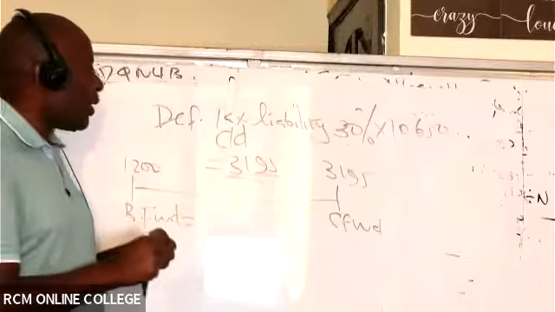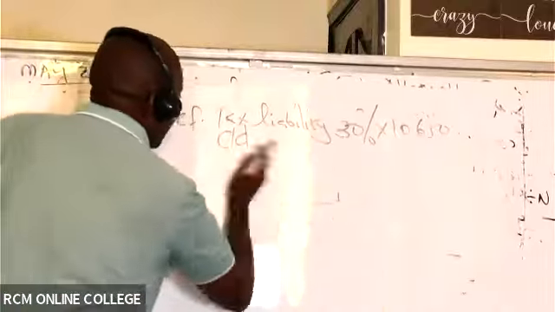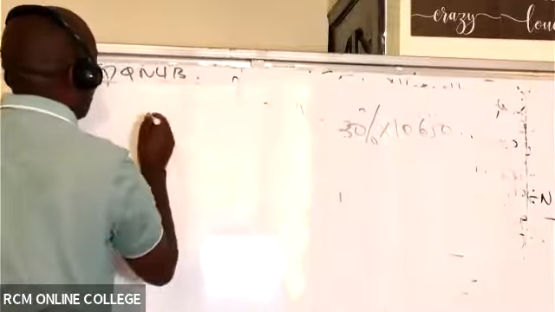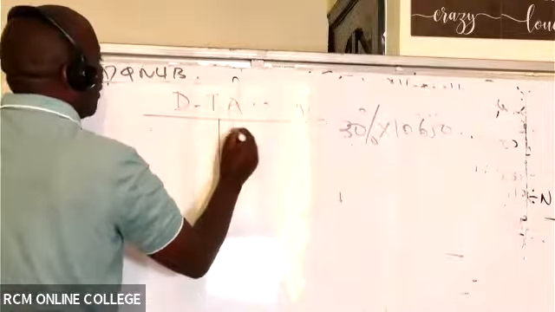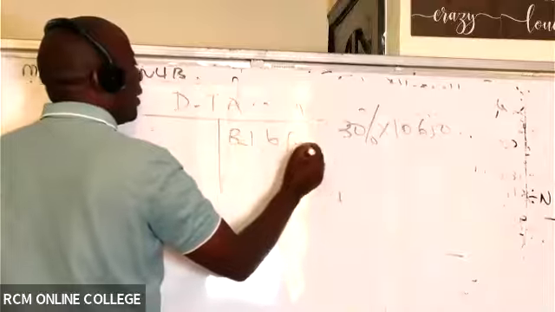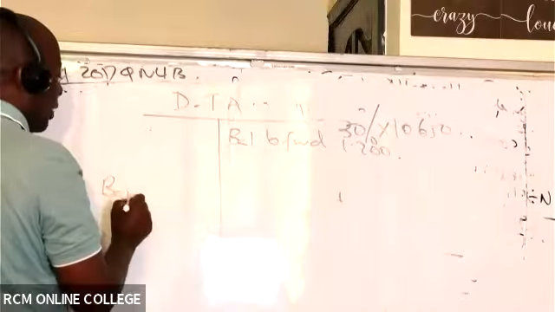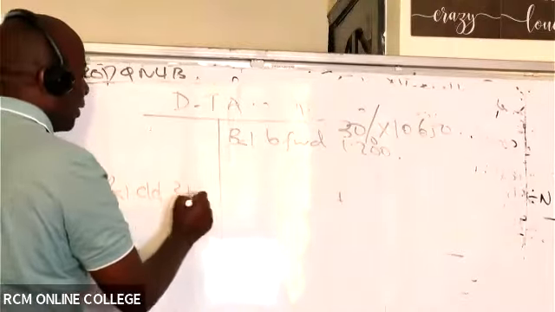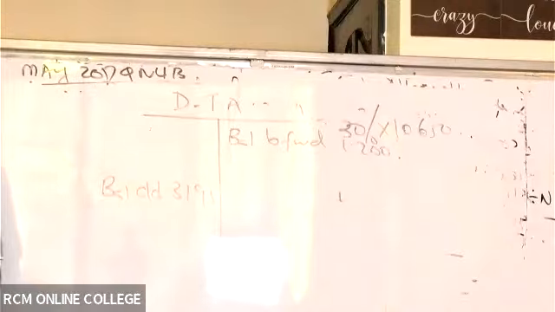So let's do the deferred tax account. In this case, balance brought forward of 1,200. Balance carried down of 31. Was it 3,195? I can't remember very well. What do we have as balance carried down? Is it 31 something?